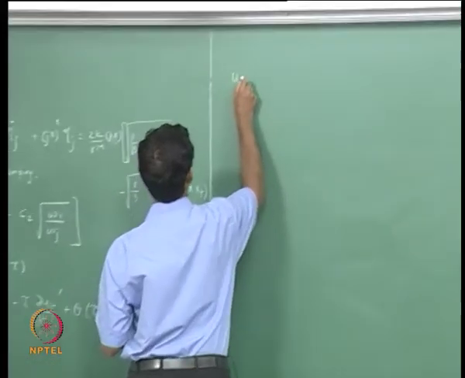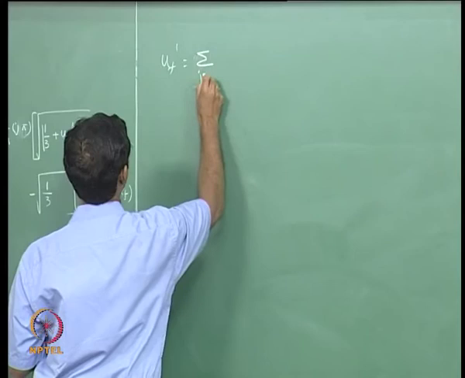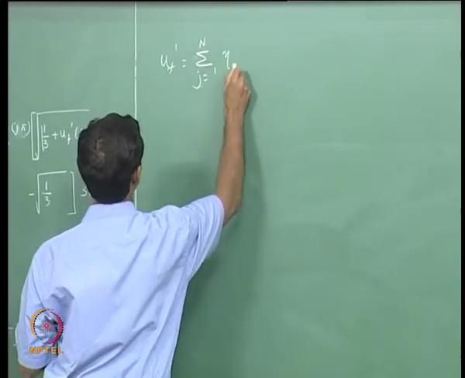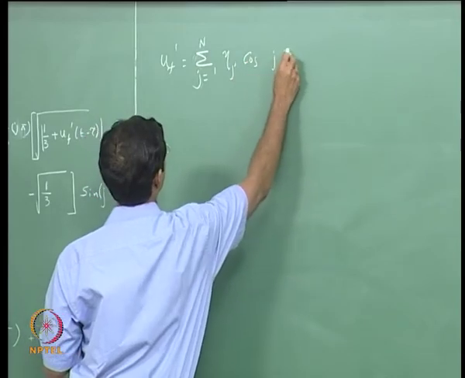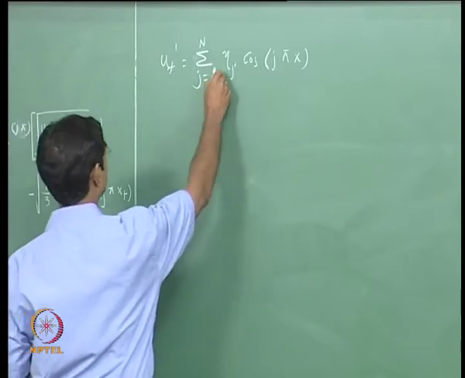So just go back. U f prime equal to sigma j equal to 1 to n eta j cos j x. So we can use any variable j or n or k, as long as you stick with one thing.